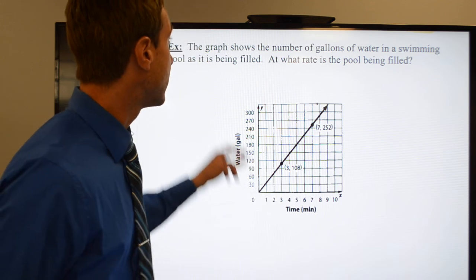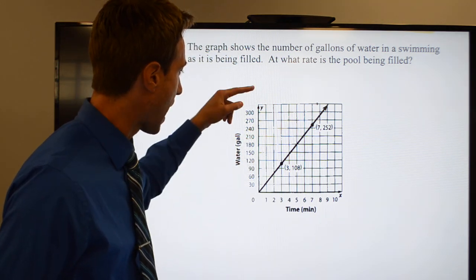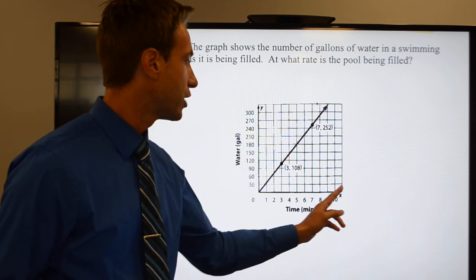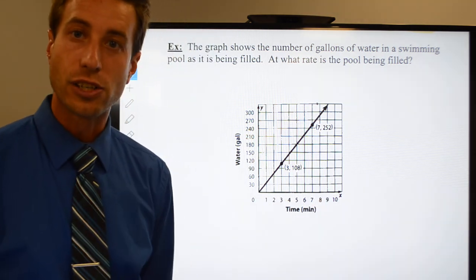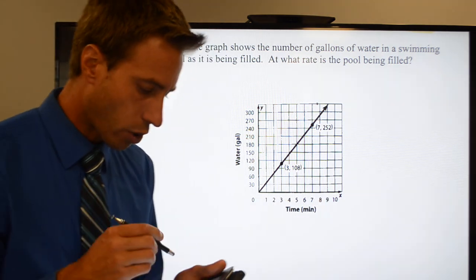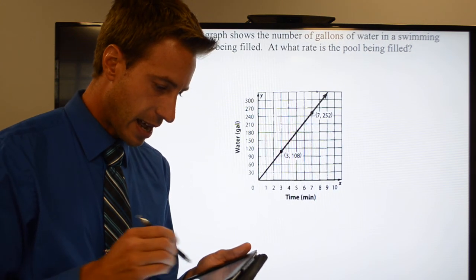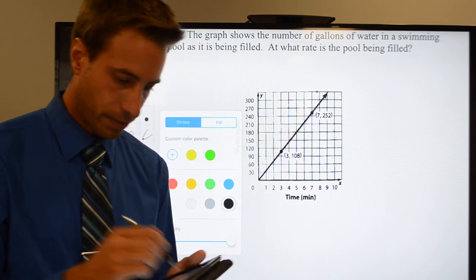Well, we said that it is the change in y, so that's going to be my vertical axis, water in gallons, over the change in x, in this case the horizontal axis, which for us is going to be time. So let's go ahead and work this one out together. We just said that the rate of change, here we go, rate of change.